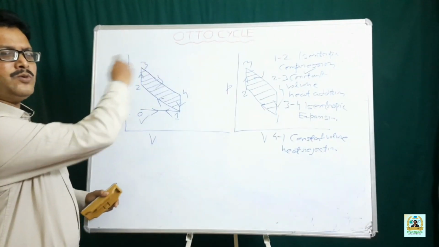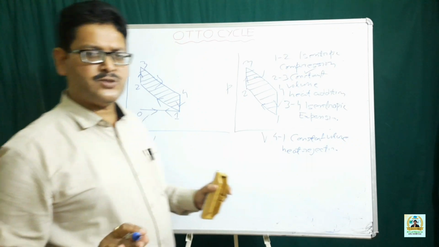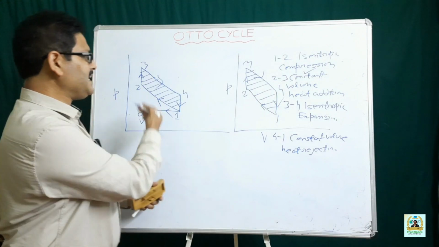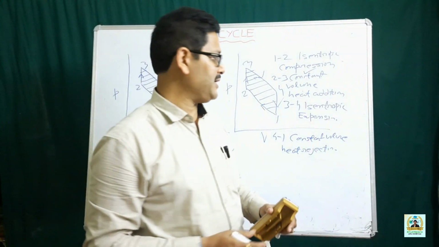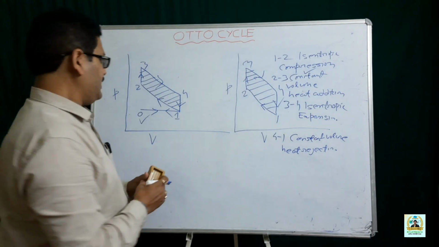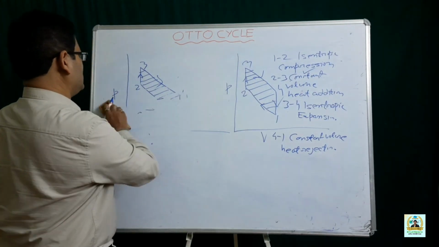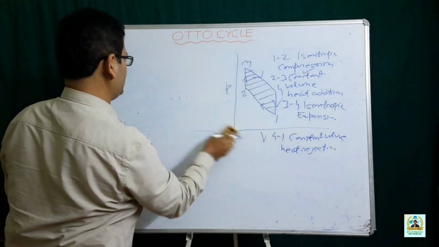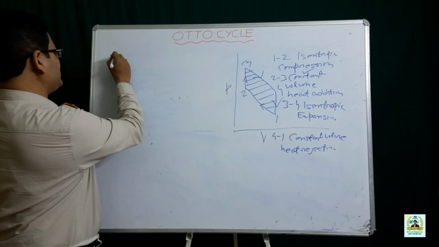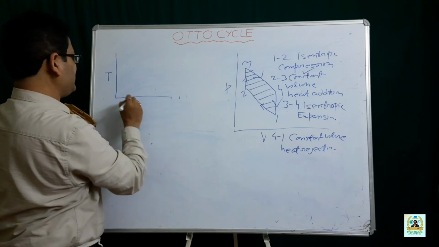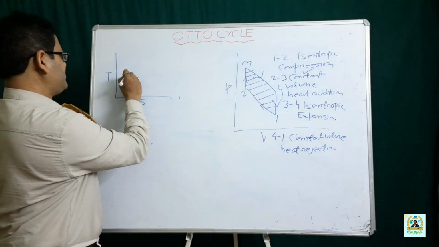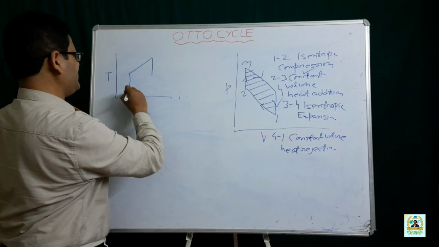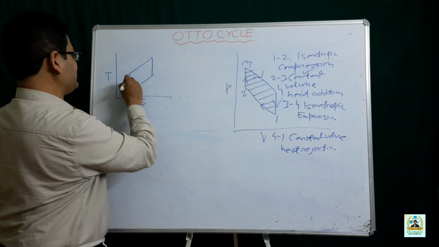As far as the work output is concerned, there should not be any confusion as regards the PV diagram when you are considering the mechanical cycle as well as the thermodynamic cycle. Then, as far as the temperature-entropy diagram of the Otto cycle is concerned, you can represent the TS diagram this way. You have isentropic compression followed by constant volume heat addition, followed by isentropic expansion, followed by constant volume heat rejection.